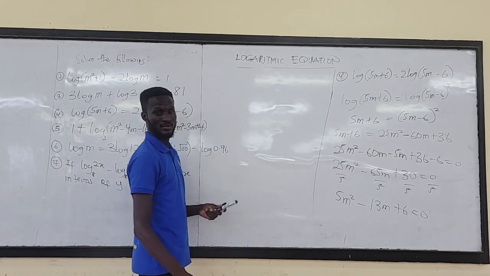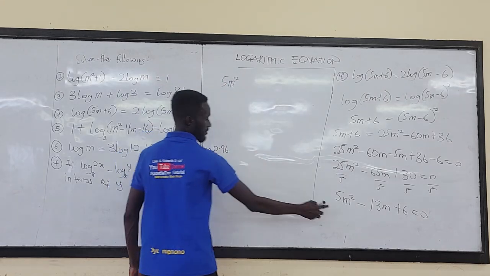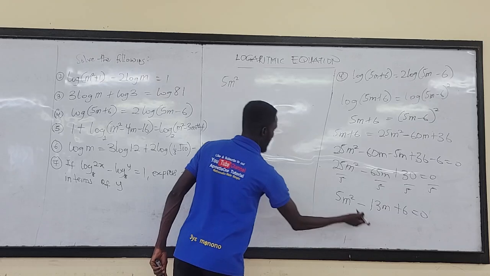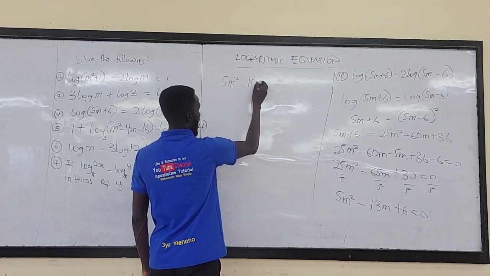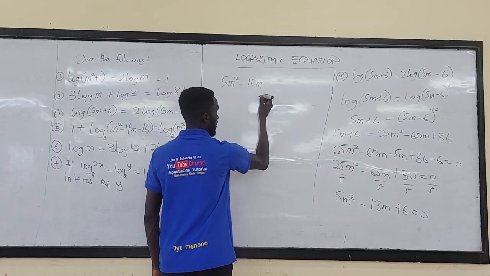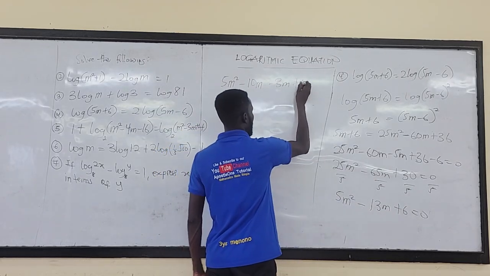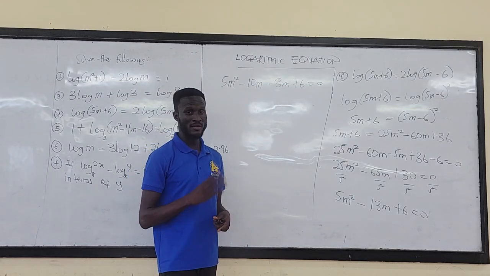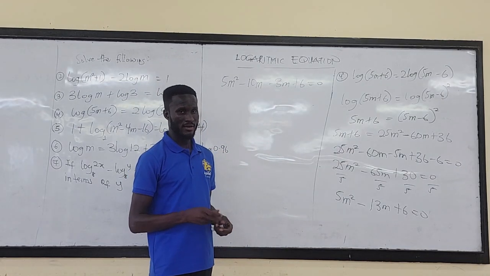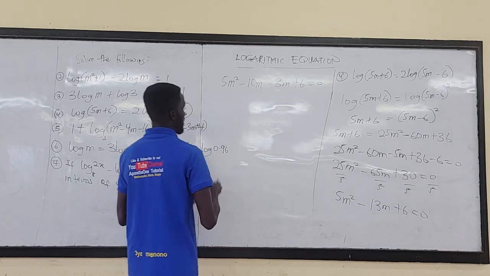Now, I'm going to use negative 10 and negative 3. So we have 5m squared. And then to replace this one, I will have negative 10m minus 3m, then plus 6 equal to 0. Don't forget this one is factorization. You have to go and learn how to factorize for yourself. I will do that in a different video. Yes. Now let me factorize.